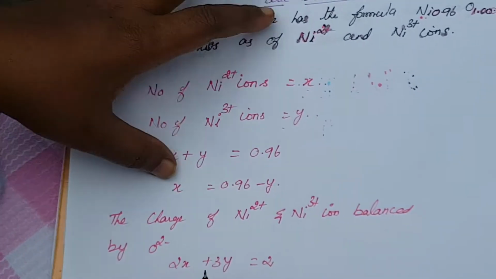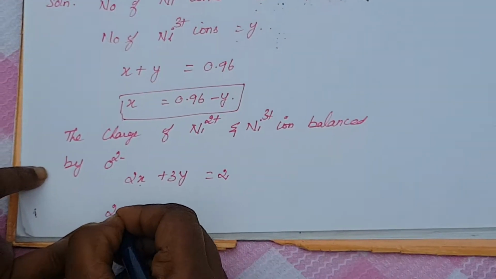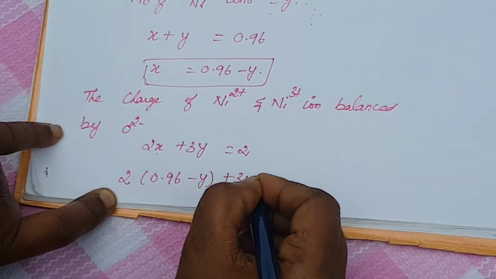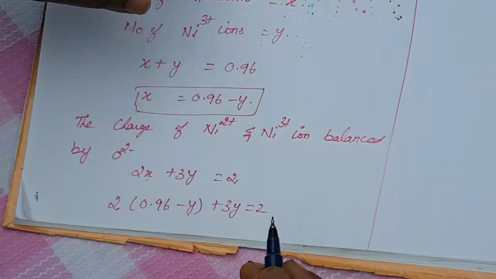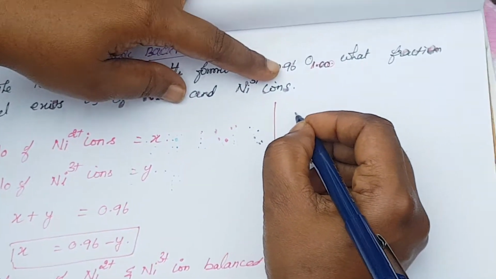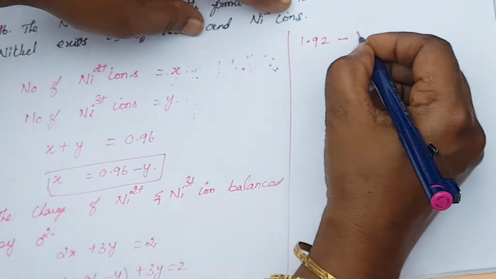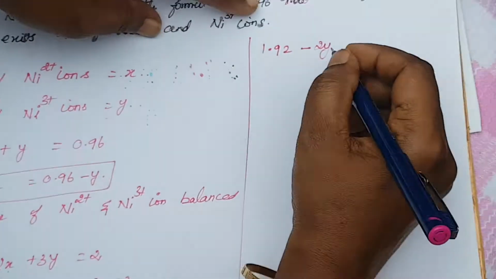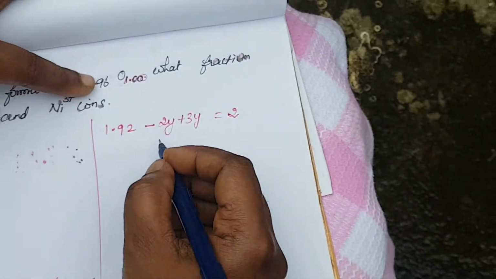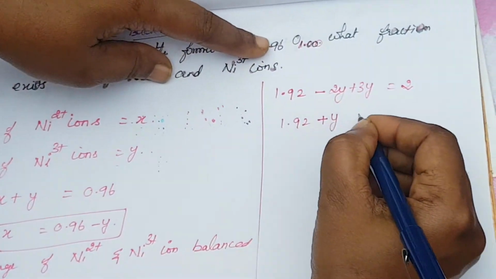Now substitute the x value. 2 into (0.96 minus y) plus 3y equal to 2. Next we are multiplying that: 2 times 0.96 is 1.92, minus 2y plus 3y equal to 2. So minus 2y plus 3y is plus y, so 1.92 plus y equal to 2.